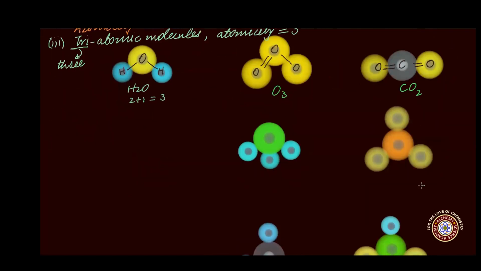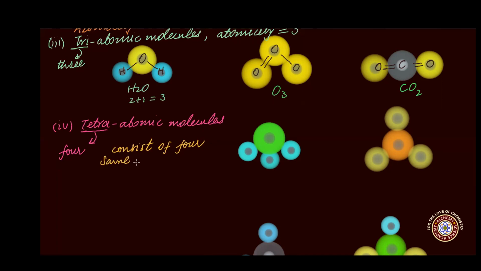Now let us look at the molecules which have their atomicity 4. Such molecules are classified as tetraatomic molecules. Tetra stands for 4. These molecules consist of 4 atoms of the same or different elements, chemically glued together.